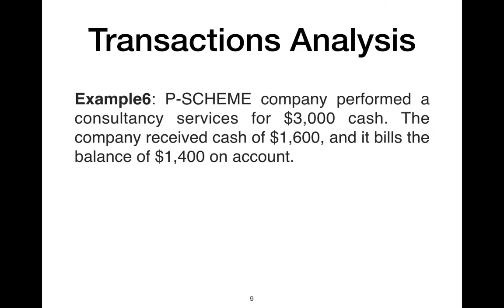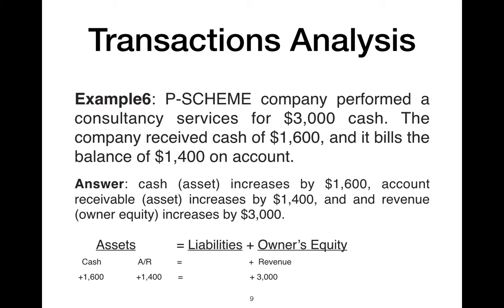In example 6, Peacekeep company performed a consultancy service for 3,000 US dollars. 1,600 US dollars of the amount was collected in cash, and the remaining amount of 1,400 was invoiced to the client. So, the cash account increased by 1,600, which is the amount that was collected. Also, the account receivable will increase with the remaining amount of 1,400.